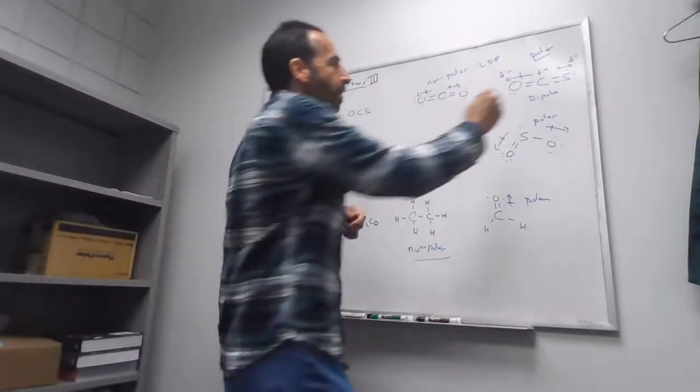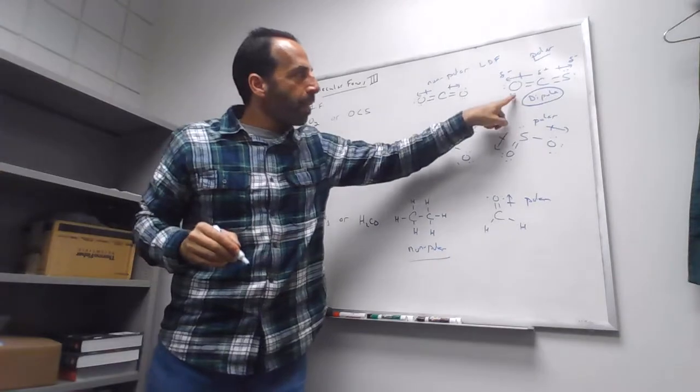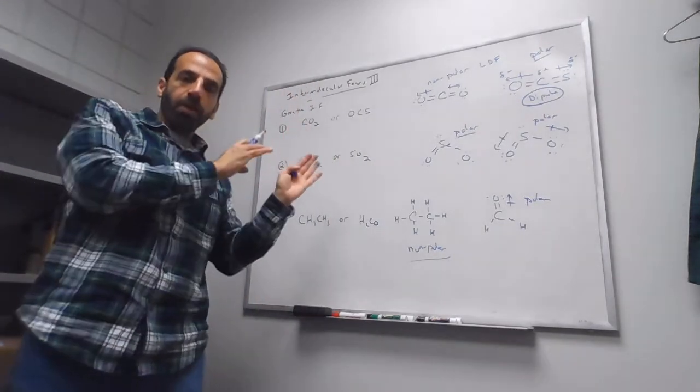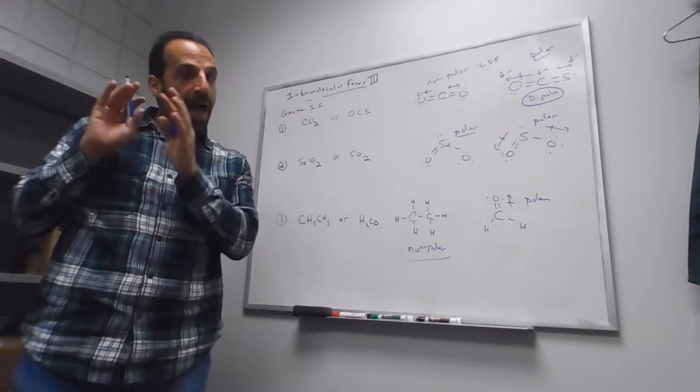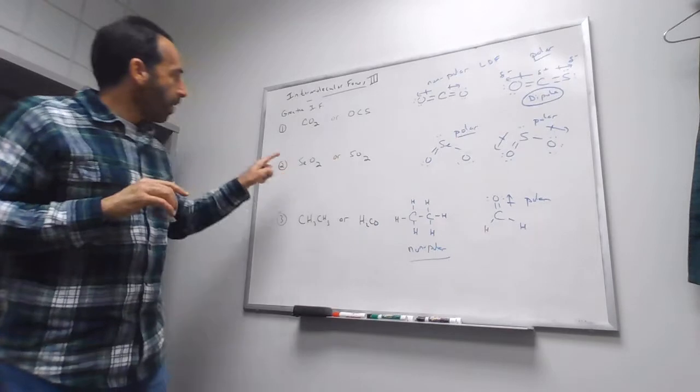In this case right here, I have dipole forces. Nonpolar only has LDF. So the OCS has a stronger intermolecular force. So again, if it's polar, it's going to have stronger intermolecular forces than nonpolar. Ionic has the strongest of them all. I'll look at number 2.